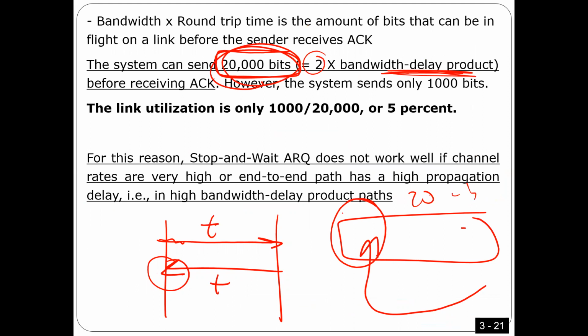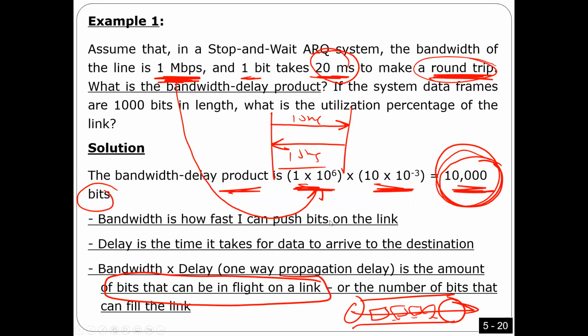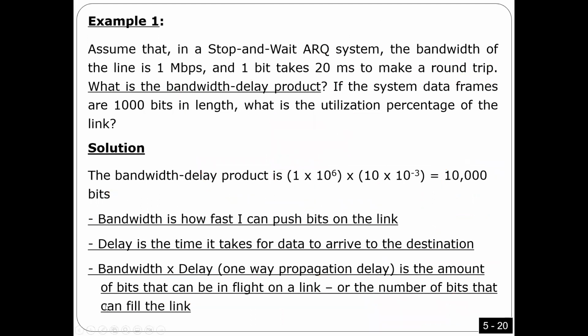I want to keep the channel busy all the time for full utilization. You understand what I'm saying? In order to keep it busy all the time, you have to make sure you can transmit up to 20,000 bits before you receive acknowledgement. The problem in this algorithm is that every frame is just 1,000 bits. This is the frame size.